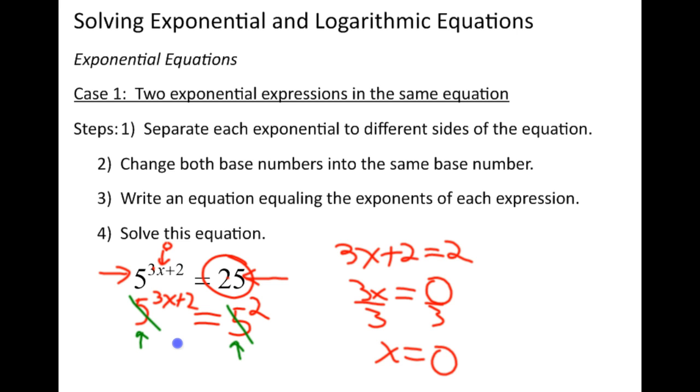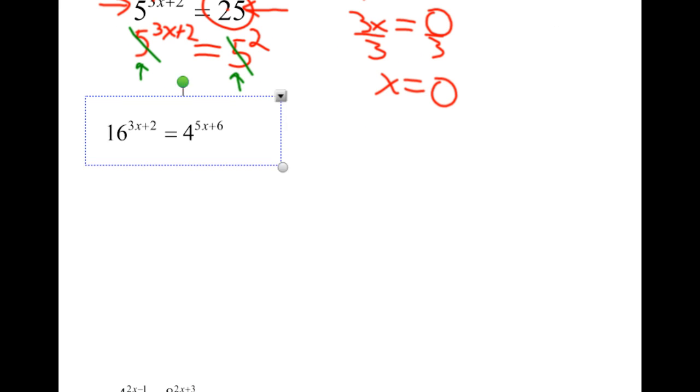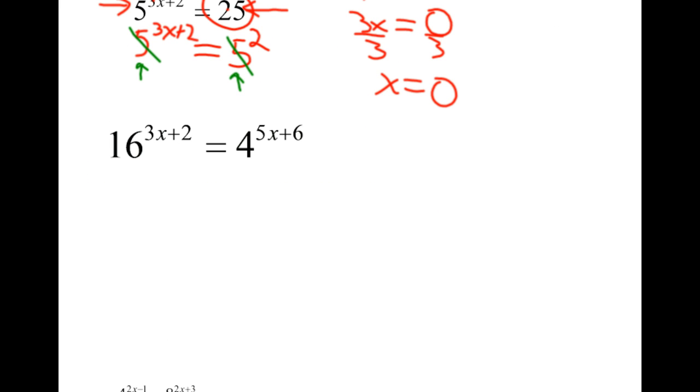Let's take a look at a more complicated example. Suppose I have 16 to the 3x plus 2 equals 4 to the 5x plus 6. Again, my bases don't match, but I can take this bigger base of 16 and turn it into the smaller base of 4. Well, 4 to what power is 16? 4 to the second power. But hey, didn't it already have an exponent of 3x plus 2? Sure did. So it's still there, and it will multiply by that 2 that we created. Well, that equals 4 to the 5x plus 6 on the right side.